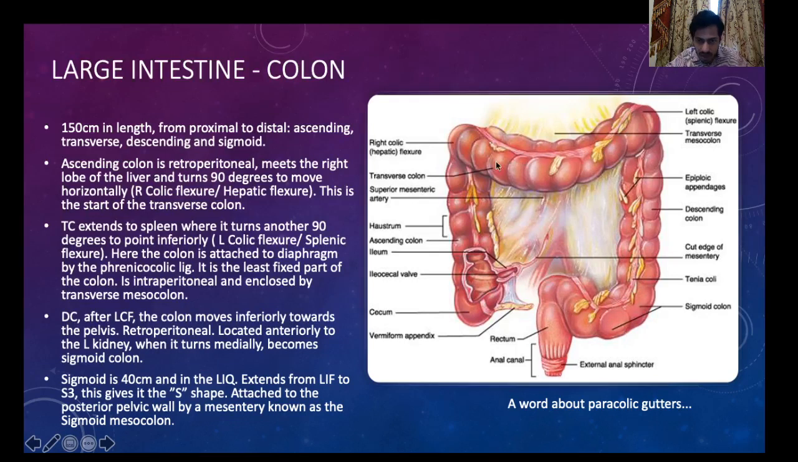Another point I want to make is that you can see these epiploic appendages, which are just strips of fat that cover the entire large intestine. Once you get to the inferiormost part of the descending colon, you're into the sigmoid colon. Sigmoid is roughly 40 centimeters, and it lies in the left inferior quadrant of the body quadrants.